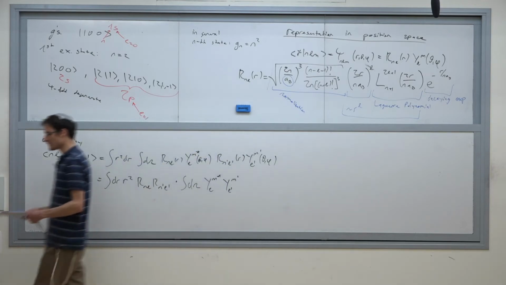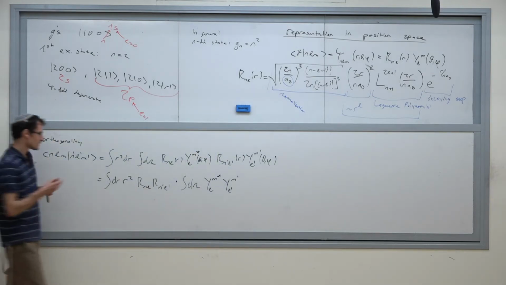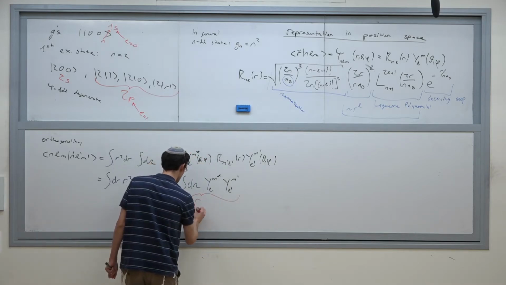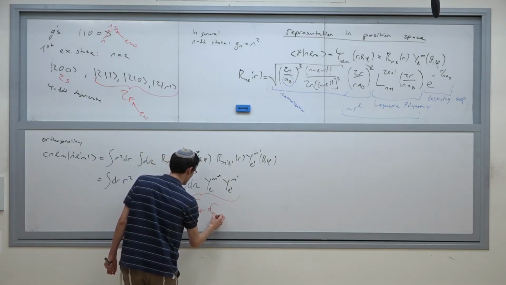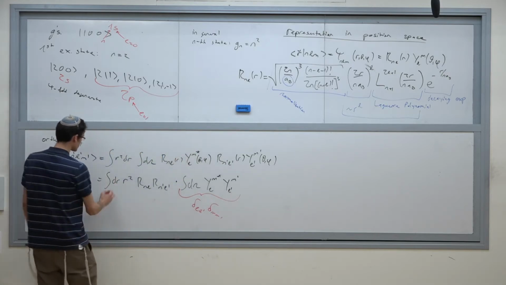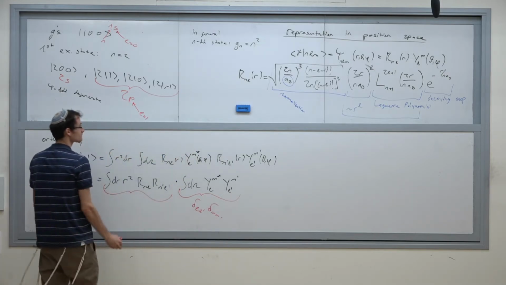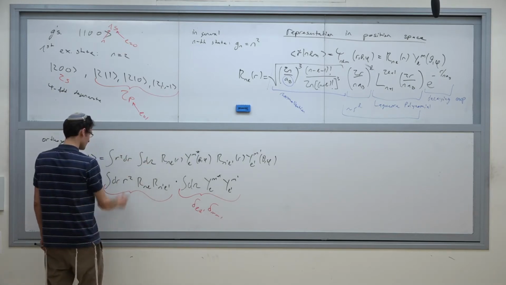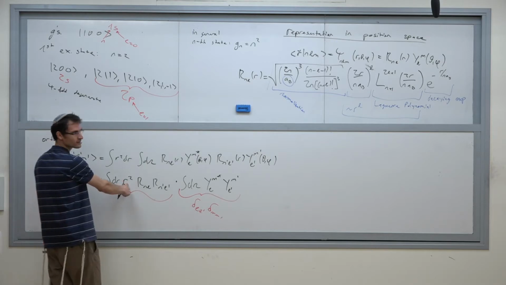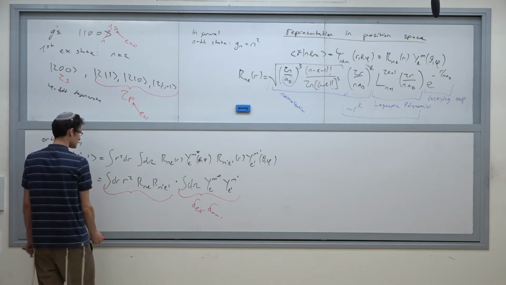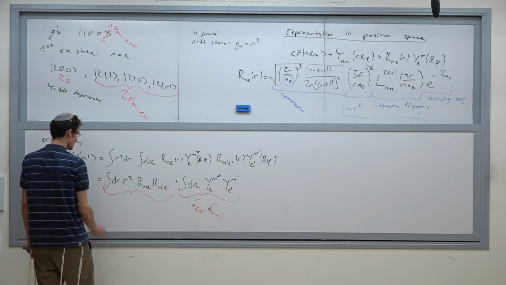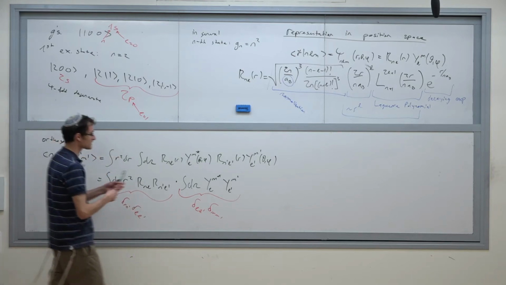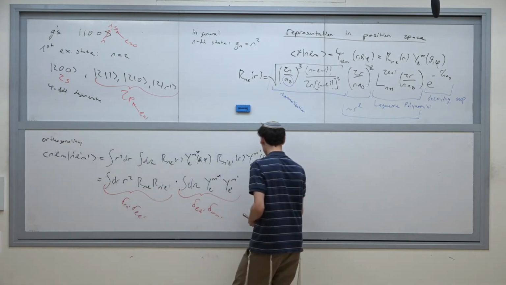What I'm saying here is trivial, but I want to point it out. You know the YLMs are orthogonal, so this is delta LL prime times delta MM prime. But these radial functions are also orthogonal. They might not look like it, but they are orthogonal. Obviously, you have to use this r squared for that to be true. There's a weight function. But this is delta nn prime, delta LL prime. So in total, obviously, the entire thing is orthogonal.